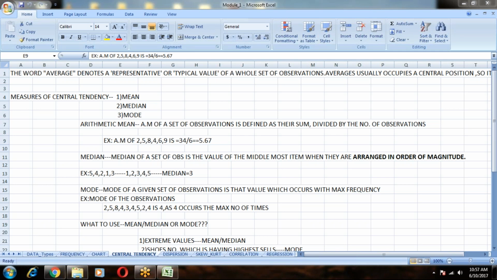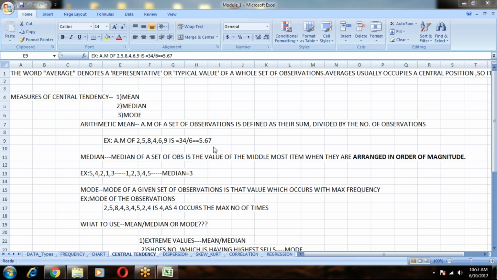So here is a set of observations I'm having: 2, 5, 8, 4, 6, 9. Just sum up those values and divide by the number of observations. There are 6 observations, and we have got 5.67 as our mean. This is our arithmetic mean. Now, mean is a very good measure of central tendency, and it's robust in nature. But there is a problem with this concept.